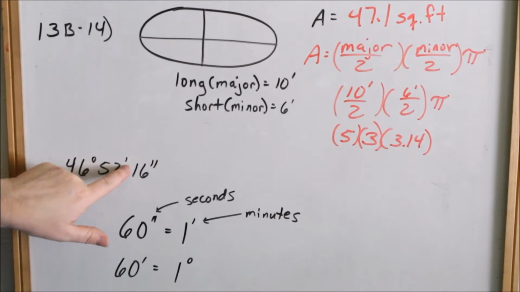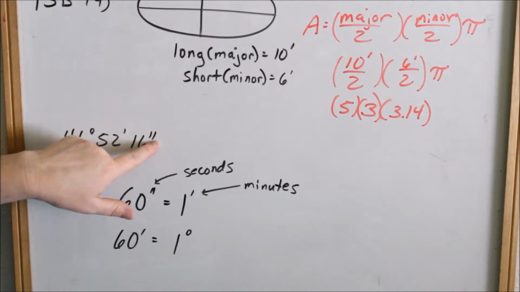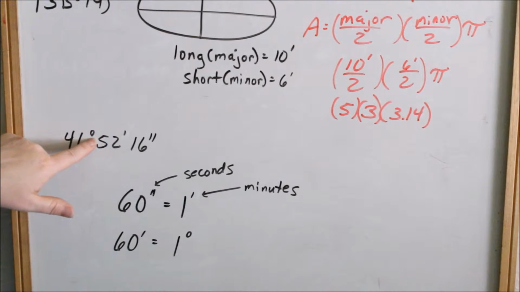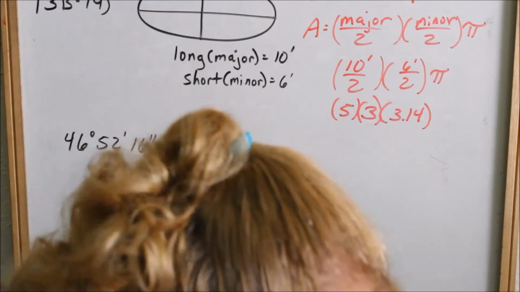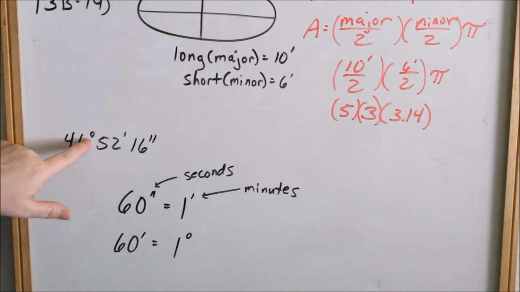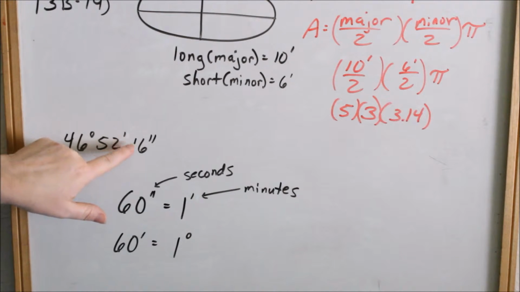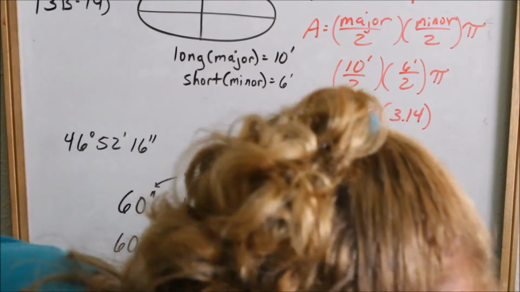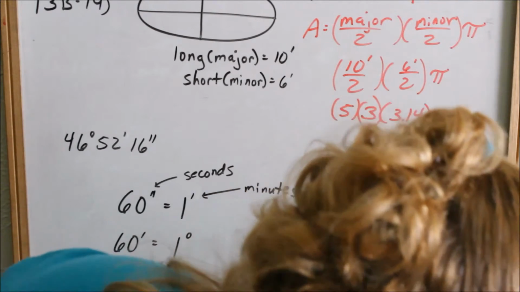You do normally see these symbols as feet and inches, but when you see these symbols with a degree, it is no longer feet and inches. It is now minutes and seconds. Again, 46 degrees, 52 minutes, and 16 seconds. This is used quite a bit for airplane navigation and ships.